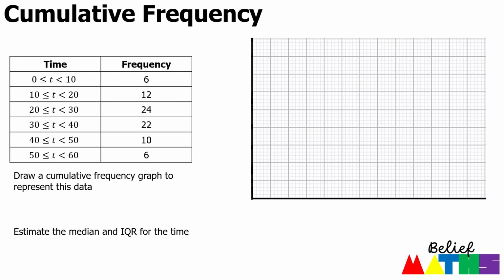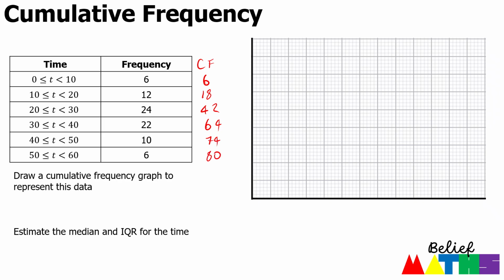Now, last couple of questions here, we're going to look at cumulative frequency. Remember, cumulative frequency just means running total. So we're going to work out a running total here and add these up as we go along. So you have 6, 18, 42, 64, 74, and 80.